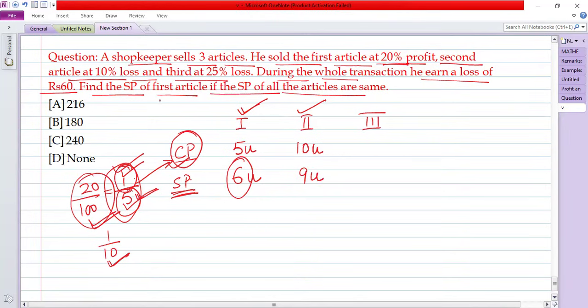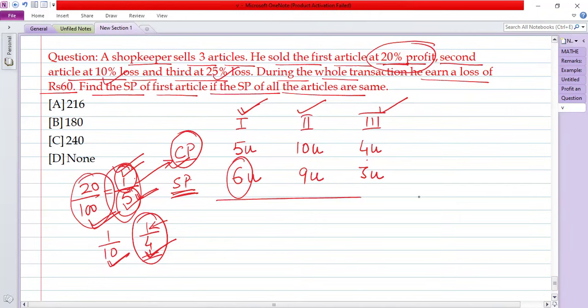And for the third article, the loss is 25%. So 25% is nothing but 1 by 4. And what is the meaning of this 1 by 4? Once again, if 4 is the cost price for the third article, what will be the selling price? Selling price will be 3 units. So the meaning of these 20%, 10% or 25% is important.